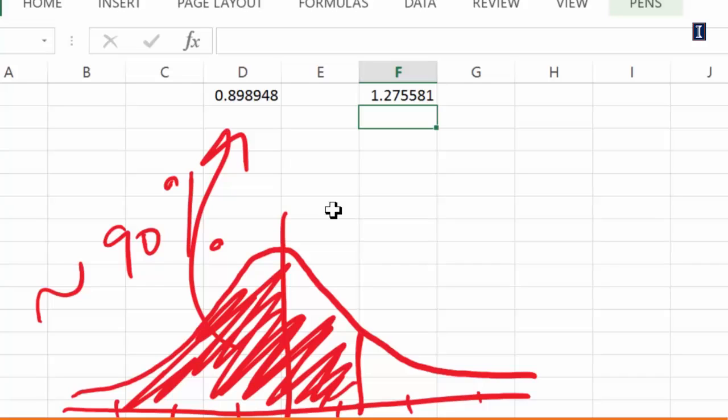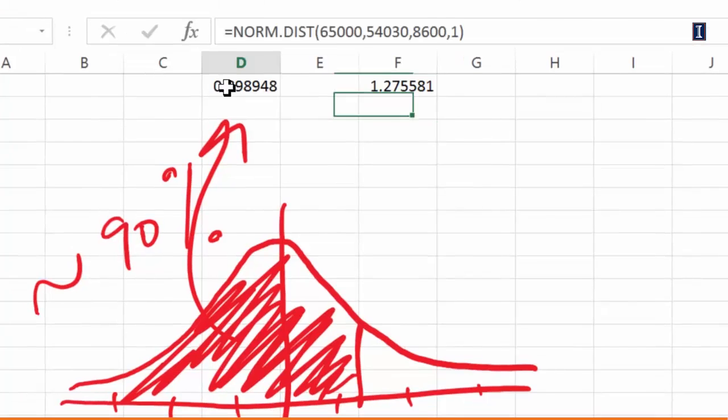So in this case, really at this point, we can use Excel directly to come up with the answer that is of most interest to us. And in this case, it happens to be 89%, 0.89 or 90%.